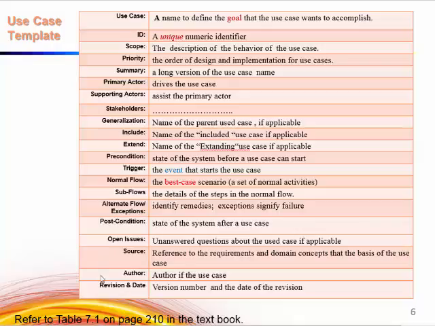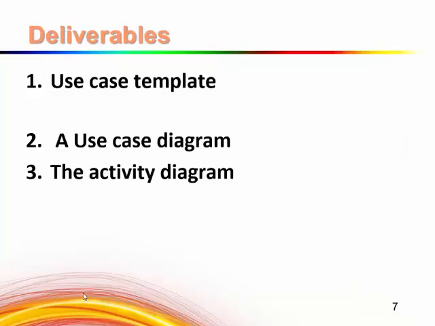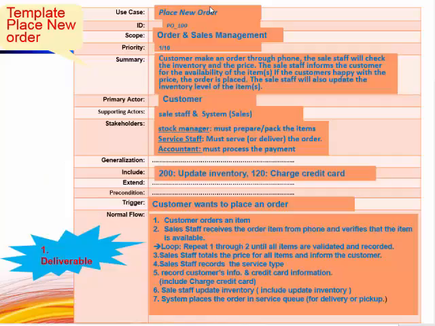About deliverables, there are 3 deliverables of use case modeling in this lecture. The first deliverable is a use case template. The second deliverable is a use case diagram for fully developed use cases. The third deliverable is an activity diagram. I will show you those 3 deliverables. The first deliverable is a filled template. Here is the filled use case template for place new order.